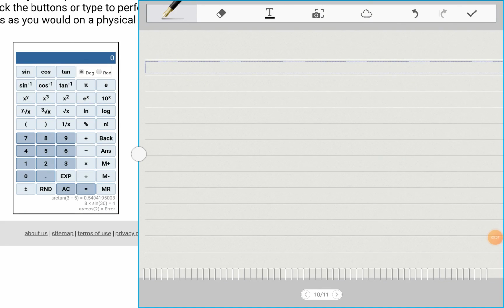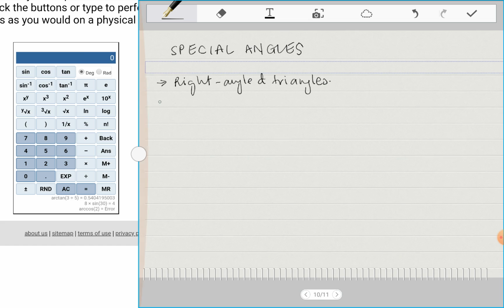Hi. So in this video we're going to have a look at special angles. Special angles are quite important, okay? We use them in right angled triangles, and we also use them when we want to avoid using a calculator. So it involves two triangles.